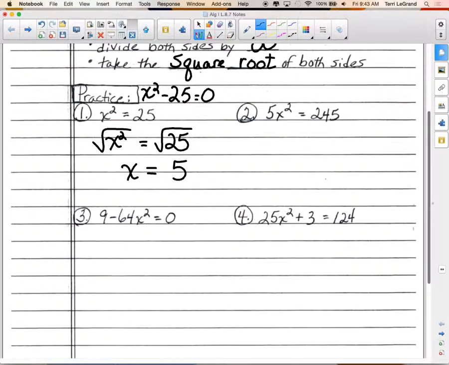Okay, what do you think the other solution is then, looking at the graph? Or go to the table if you have to. 5 and negative 5.